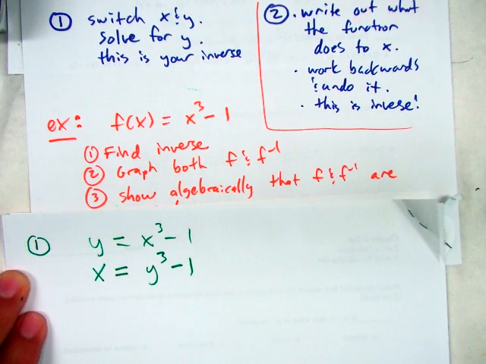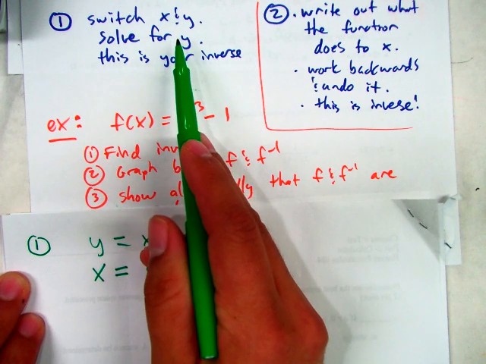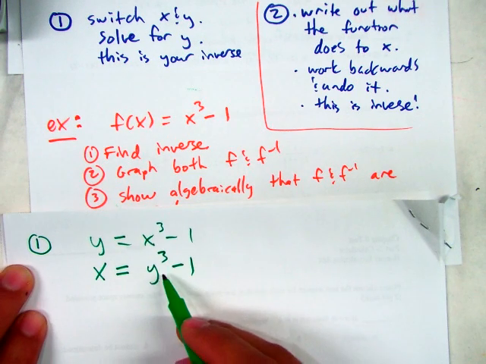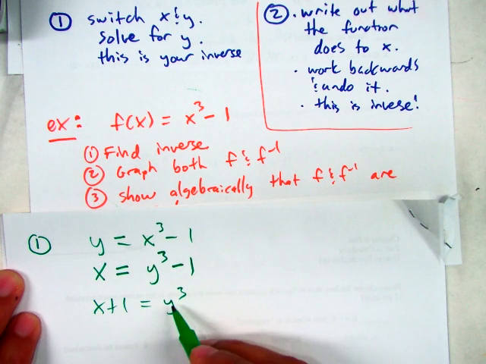Does this look familiar, you guys? Kind of. Okay, you've done this before, so hopefully I'm not going too fast. Second, now I just solve for y. So how can I get y alone? Add 1. And then how do I undo a cube? Cube root it?